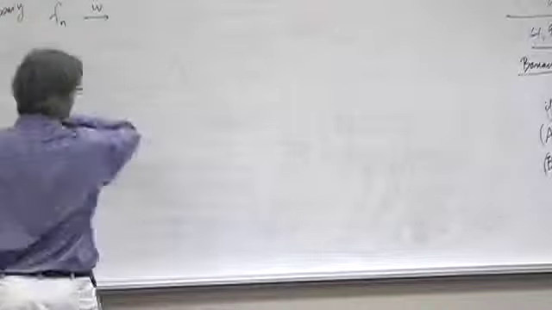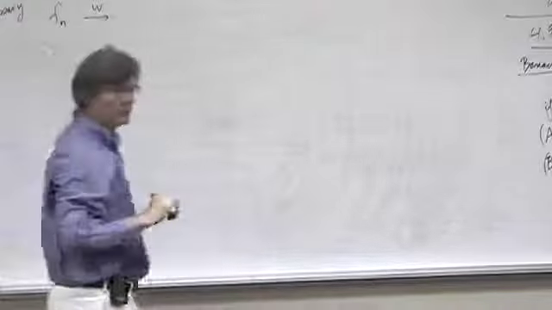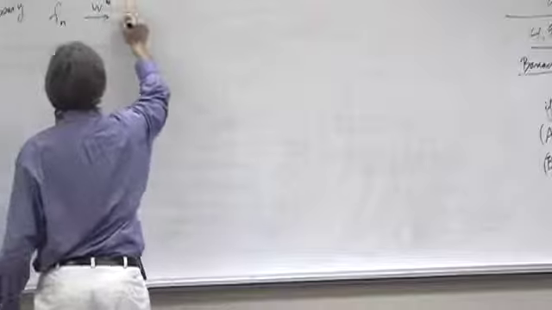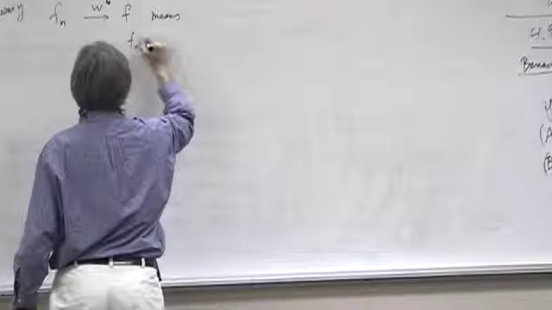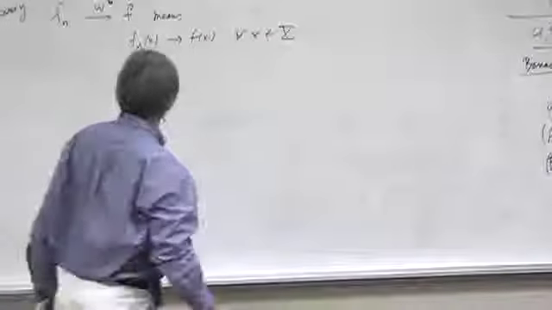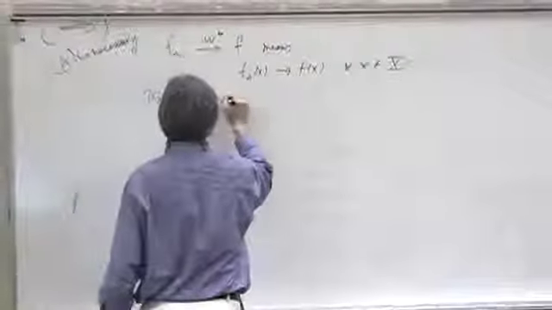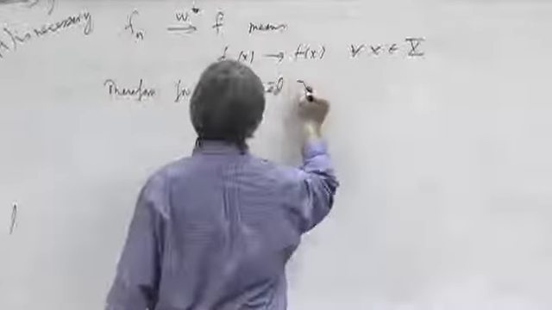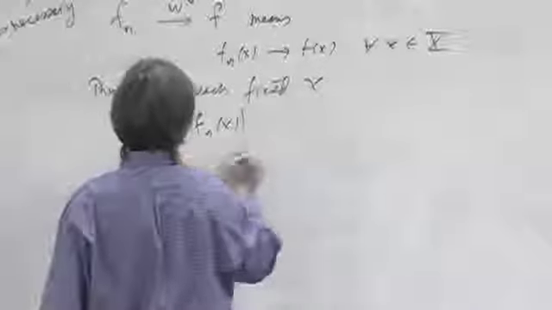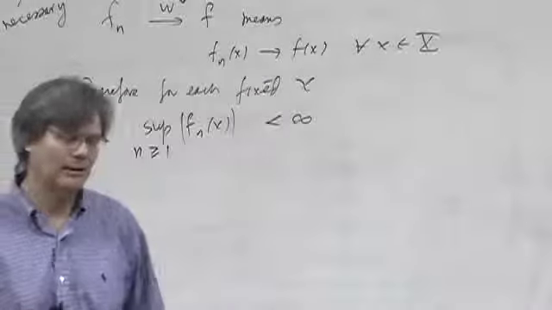So what I'm saying is this, if and only if this. So I'm going to prove this direction, therefore. I'm showing that if I have the weak star convergence, then A is necessary. Fn goes weak star to F means Fn of x goes to f of x for all x in X. And in particular, for each fixed x, you have that the supremum over n greater than or equal to 1 of Fn of x is finite, because if you have convergence, then you have a bounded sequence, as before.